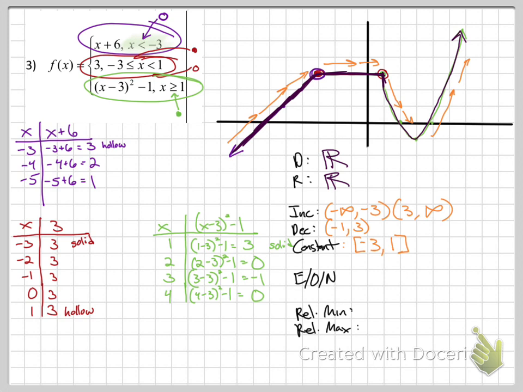Relative min and max, even odd, neither. You can't fold this, you can't flip it over, neither. Relative minimum right here at 3, negative 1. And then finally, relative max. Remember, relative max look like the top of a hill or the peak of a hill. And since this is flat, right, that's not a hill, it is not a relative max. The relative max does not exist. Okay, that is it for this section. I hope you guys are doing good.